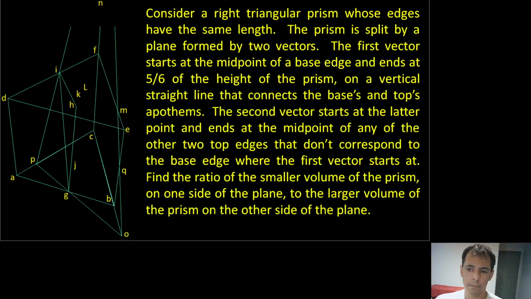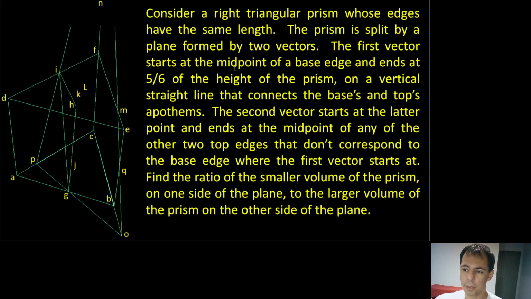Now here's the question. Consider a right triangular prism whose edges have the same length. So you see from E to B, from E to F, from F to D, D to A, they're all the same. The prism is split by a plane formed by two vectors. In this case, the vectors from G to H, from H to I.